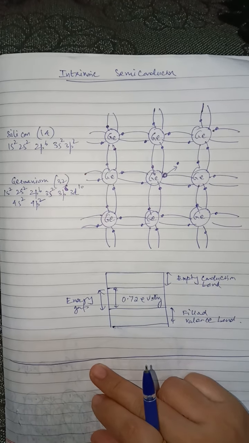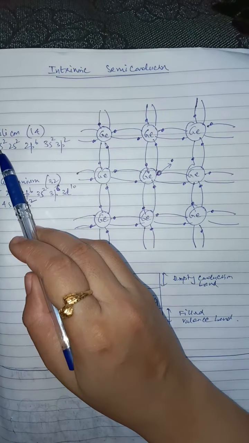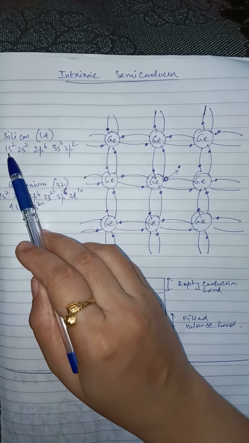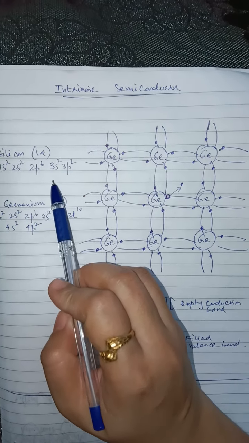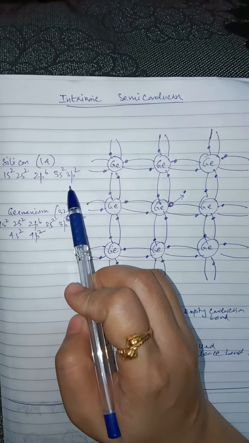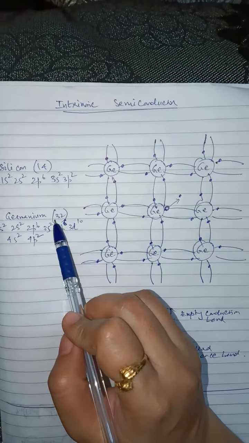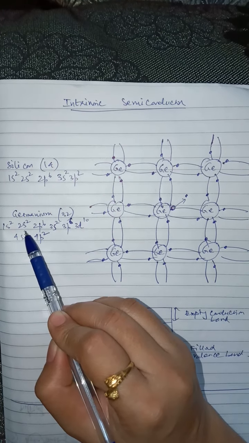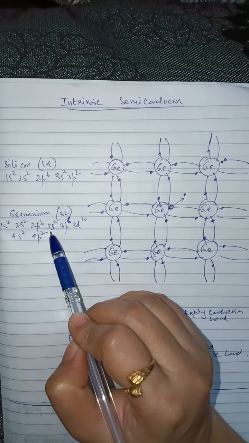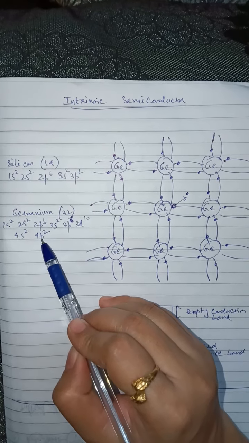Now for silicon, the atomic number is 14. So therefore its electronic configuration is 1s2, 2s2, 2p6, 3s2, 3p2. And for germanium, the atomic number is 32. Hence its electronic configuration is 1s2, 2s2, 2p6, 3s2, 3p6, 3d10, 4s2, 4p2.